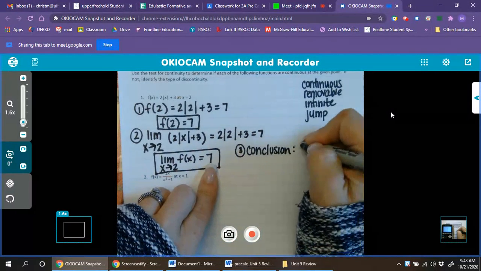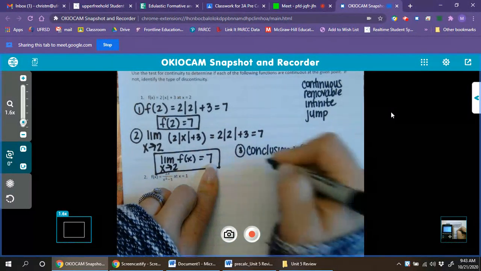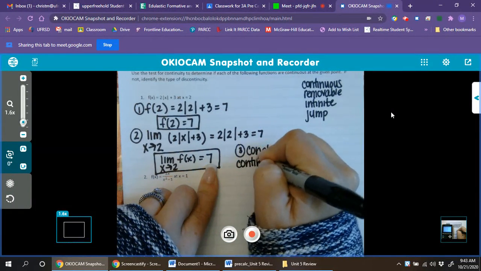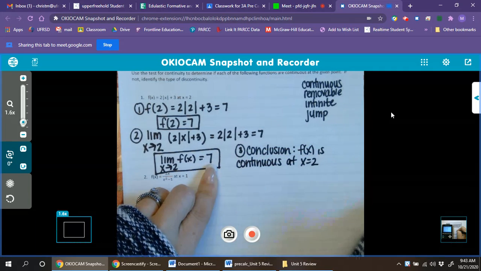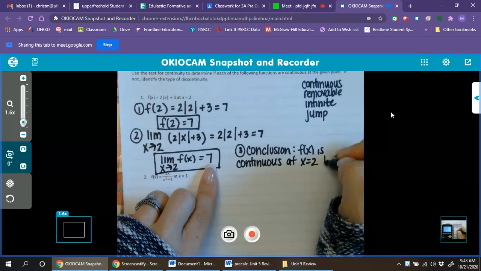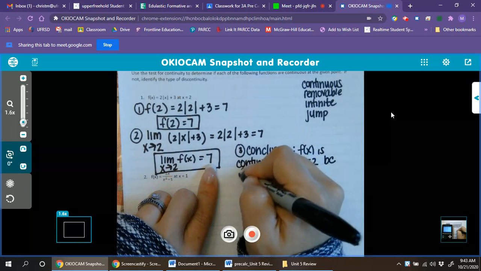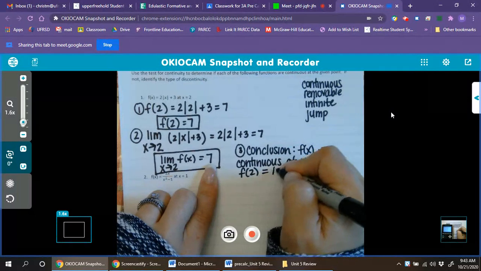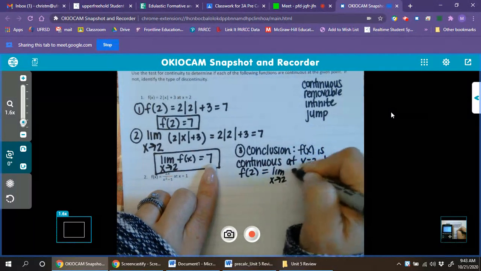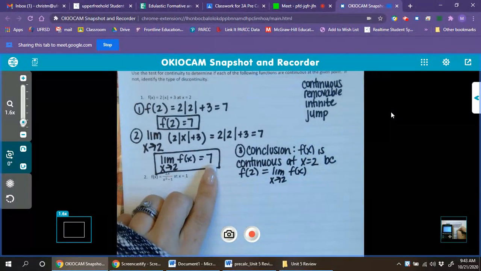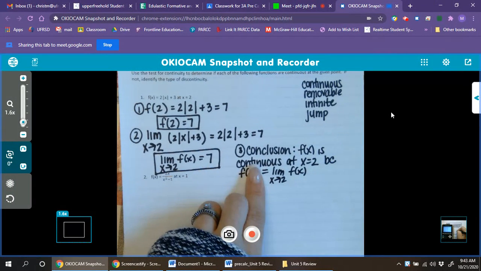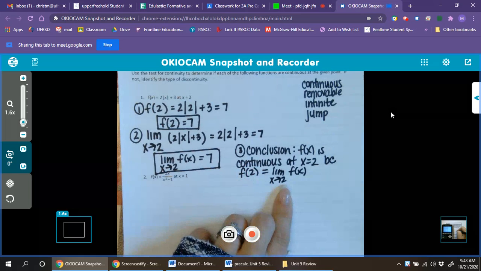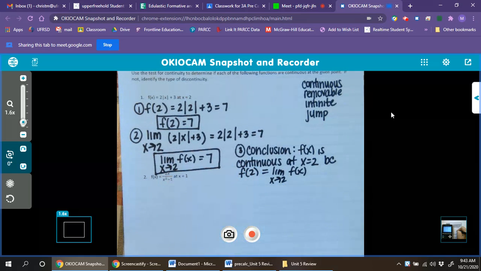Okay, so we're going to say f of x is continuous at x equals 2, and we're going to give a reason. Because f of 2 equals the limit as x approaches 2. That's the definition of being continuous. That evaluating the function and doing the limit give you the same answer.